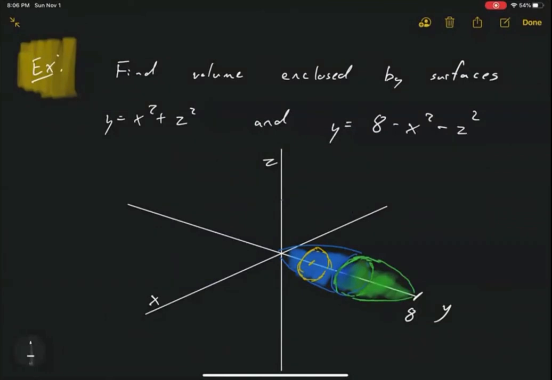So let's find the volume enclosed by the surfaces y equals x squared plus z squared, and y equals 8 minus x squared minus z squared.